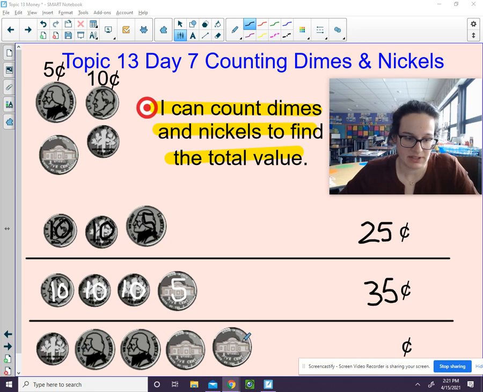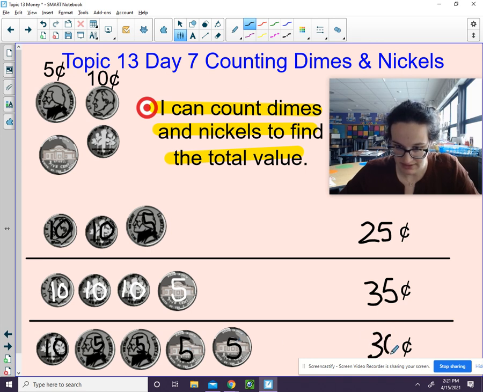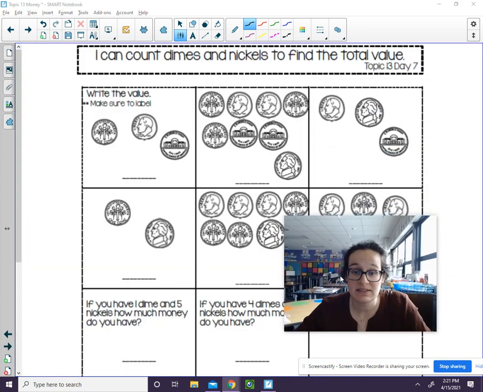Our last one down here, we can see it has only one dime, so that's 10. And then there's 4 nickels, which are each worth 5. So I just like to write 5 on there as my reminder to count by 5 when I get there. Okay, so we have 10, and then I have to count by 5. So it was 10, 5 more than 10 is 15, 20, 25, 30. That's 30 cents.